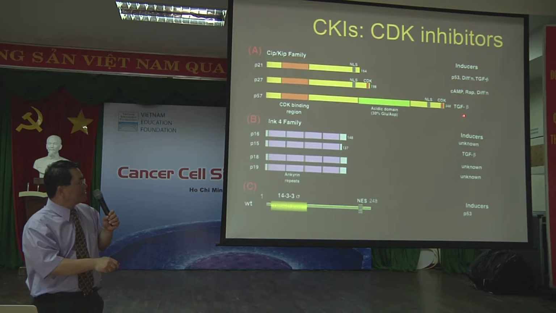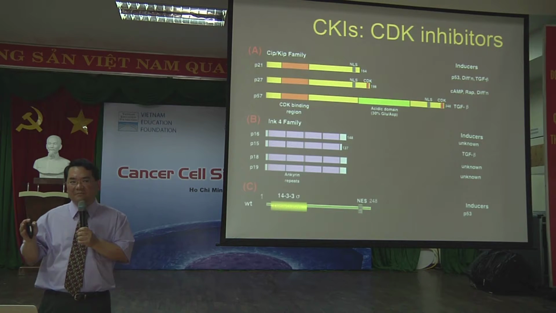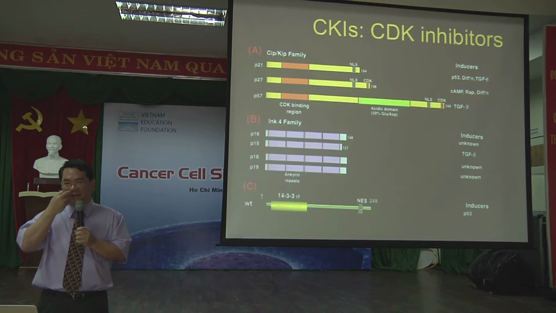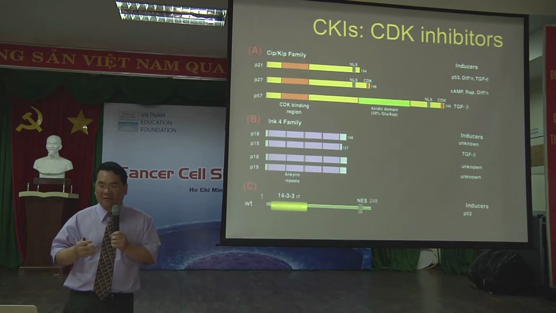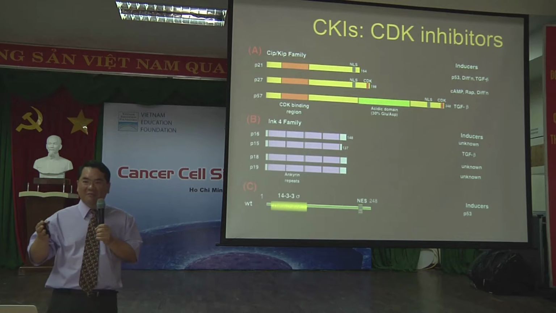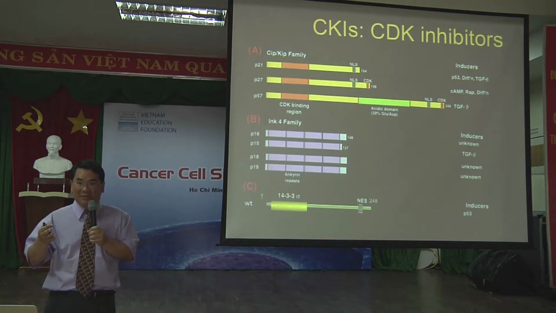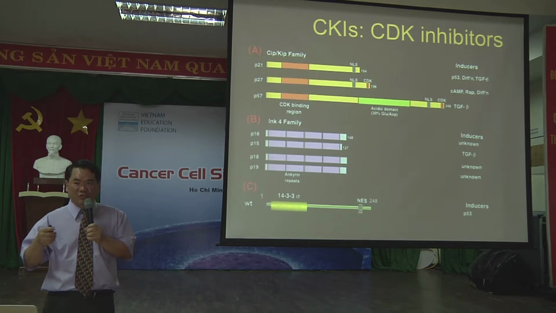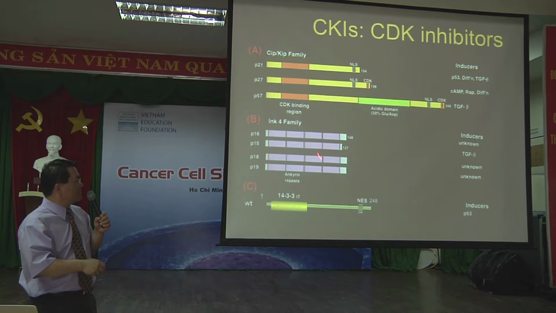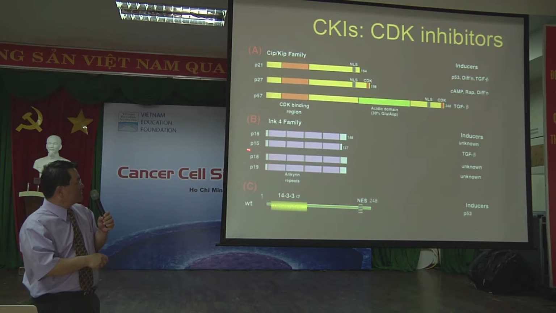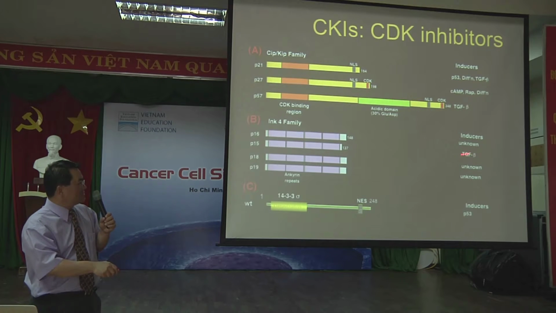P57 could be induced by TGF-beta. This is a very important cytokine. TGF-beta is involved in cell growth inhibition. How TGF-beta has that capability is because it can induce P27 or P57. We'll talk about that later. For the INK4 family, one of the inducers, P15, is induced by TGF-beta.